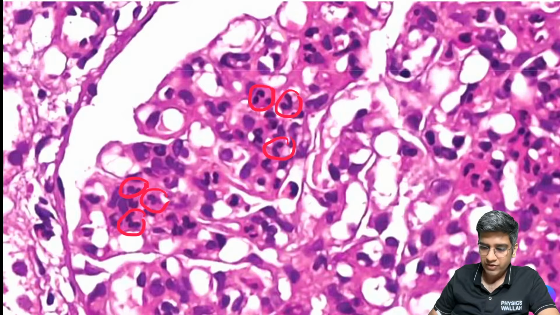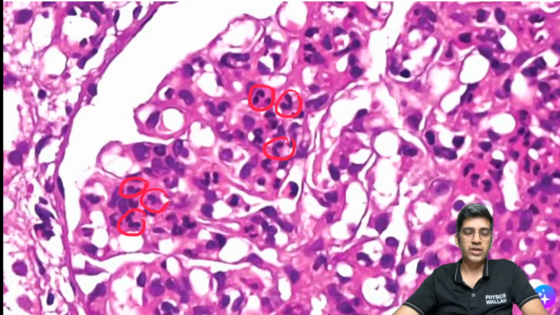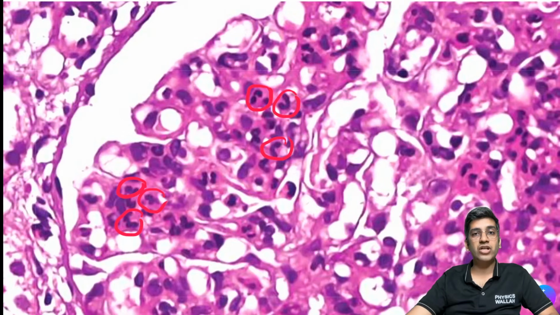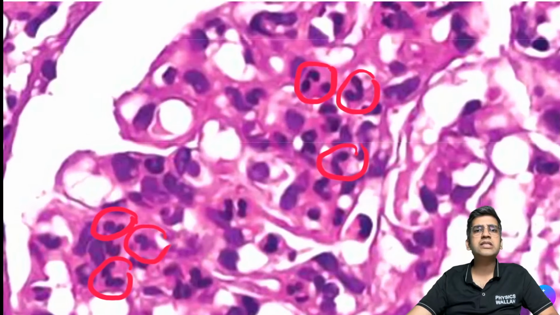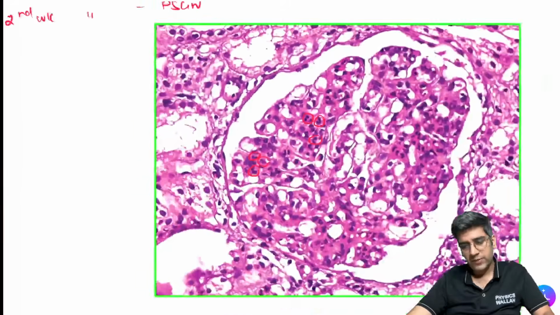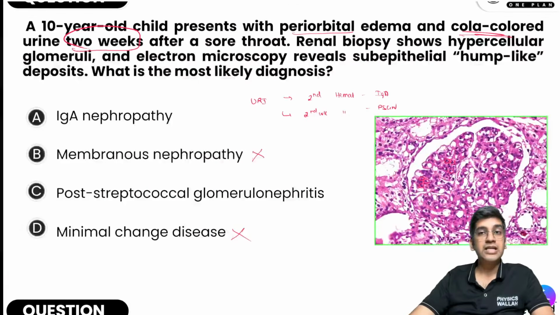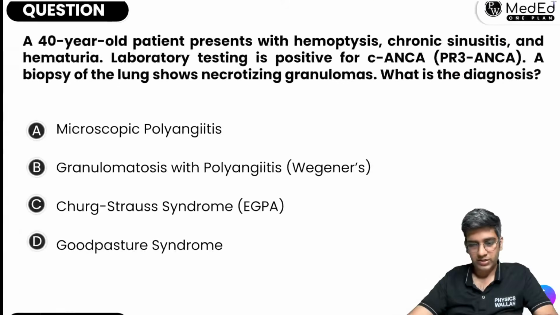It's a bacterial infection, so you'll have neutrophils. Neutrophils or hypercellularity inside the glomeruli is diagnostic of PSGN. And all these circled ones are neutrophils, right? That's what you see in light microscopy. Subepithelial deposit is seen in electron microscopy, not seen in light microscopy. Fine. Ignore that for now. Okay. Perfect. Next question.